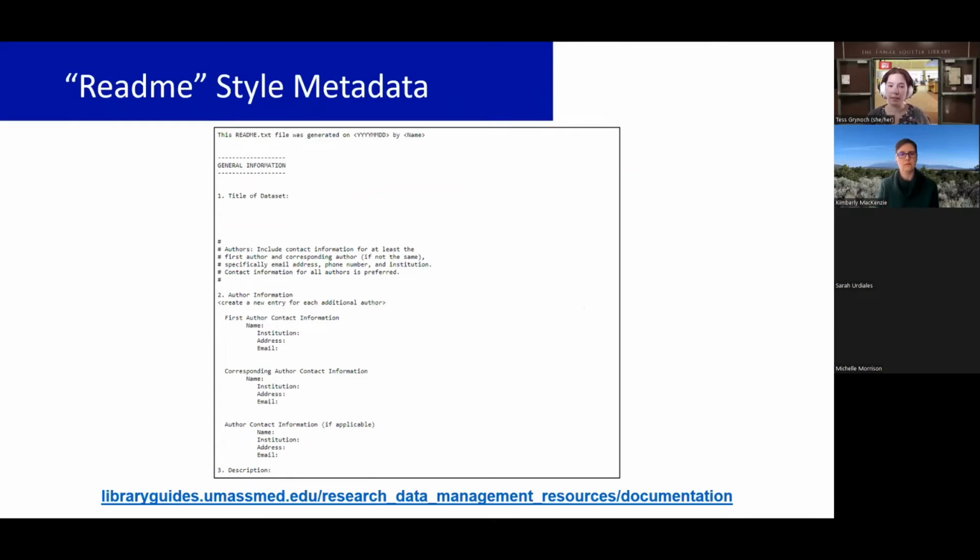Where no formal metadata standard exists, or you're looking for a low-tech tool for recording metadata, writing README-style metadata in a text file is an appropriate strategy at the very least for internal use. This slide shows the beginning of a README text-style metadata file, and you can find a similar template and examples on the resources guide linked from this page. The template opens up a text file that you can download to your computer and fill in.